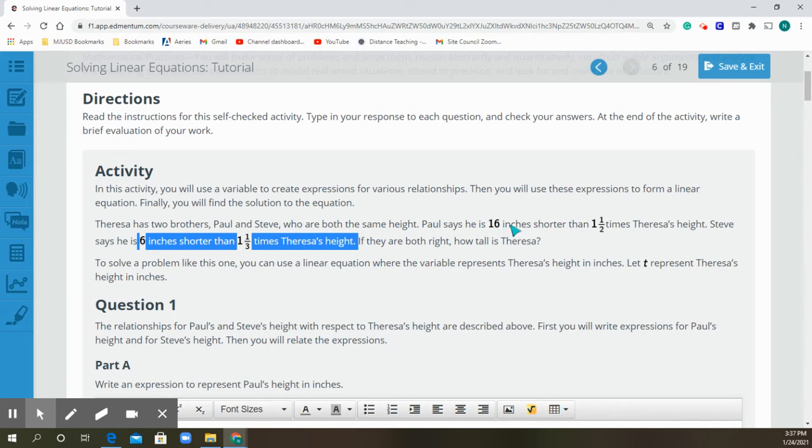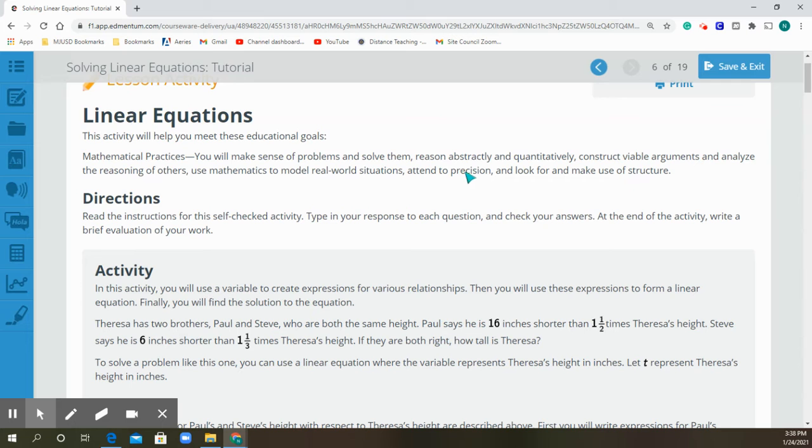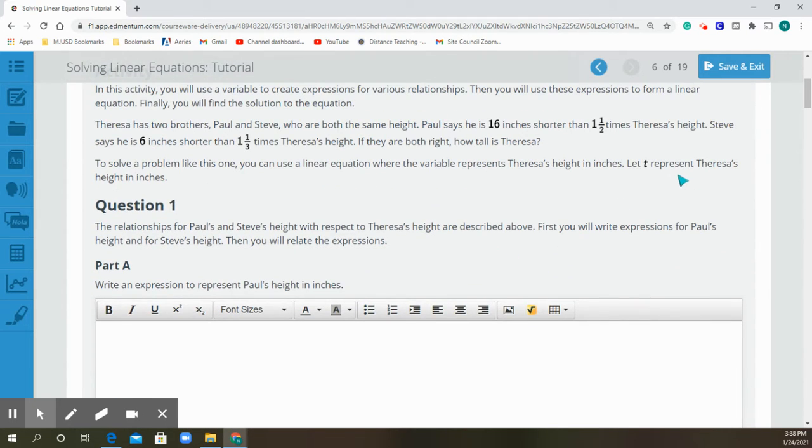So Paul is saying he's 16 inches shorter than 1 1/2 times Teresa's height. Steve is saying he's 6 inches shorter than 1 1/3 times Teresa's height. Sounds like they're just trying to make it difficult. If they are both right, how tall is Teresa? So first, remember structure and precision, we need to identify how tall Teresa is. That's part of the goal. To solve a problem like this one, you can use a linear equation where the variable represents Teresa's height, so we'll call that t. Let t represent Teresa's height in inches.